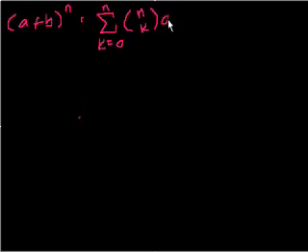Of a to the n minus k times b to the k. So in each term, the n stays constant, but you start at k equals 0 and keep incrementing up. And we did an example to solve (a + b) to the 4th power in the previous video, and as you saw, that was tedious, but less tedious than actually multiplying it out.